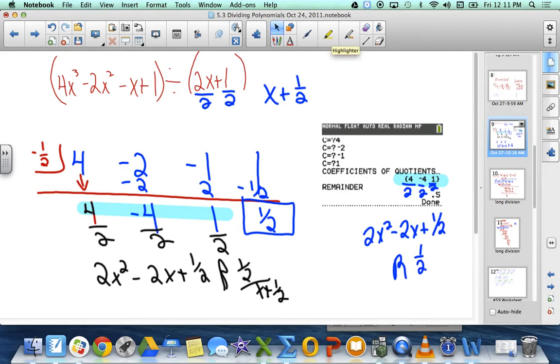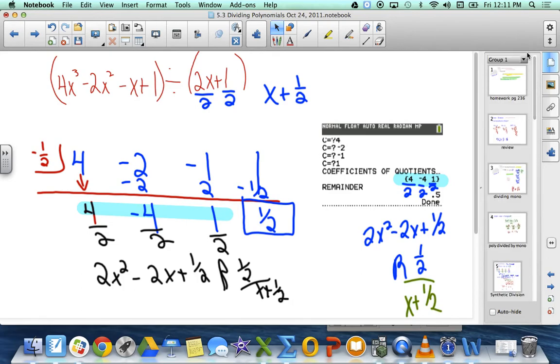Wait a second. So the remainder, shouldn't the remainder be 1/2 over all the other stuff? Sometimes you'll see the remainder just written as r is equal to whatever the number is. Sometimes you'll see it written over the whole thing. So I don't remember what your textbook has. Ellen? Why is the remainder divided by x plus 1/2? Well, that's a good question.